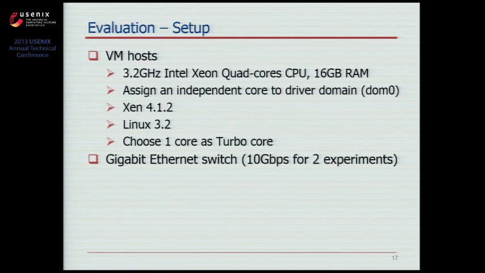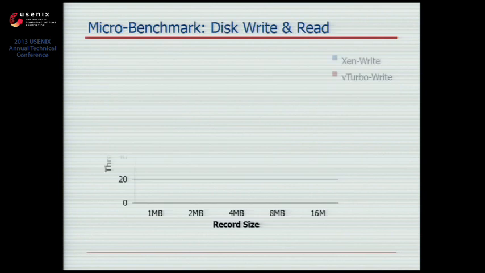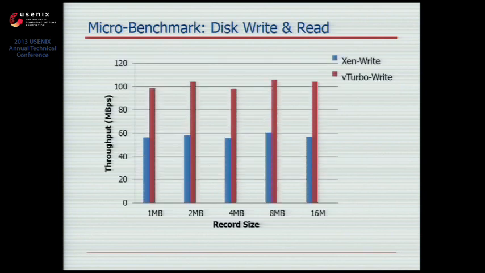This is the setup of our evaluation. The Xen VMM we use is Xen 4.1. We run Linux 3.2 in both the driver domain and the guest OS. In each experiment, we only expose one core as the turbo core, and we try to simulate the mixed workload in each VM. First, let's see the evaluation of the disk.